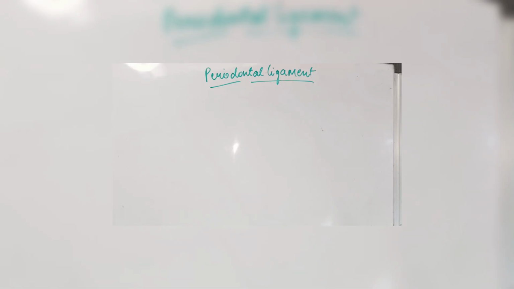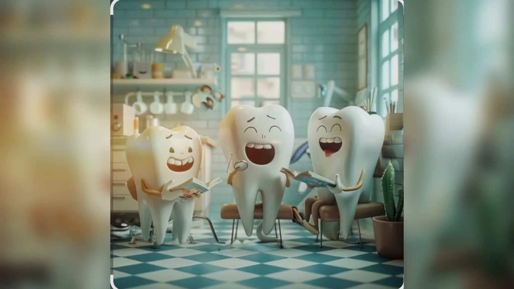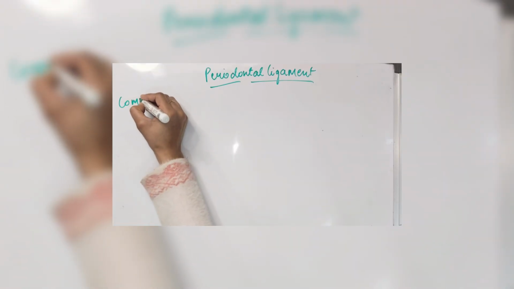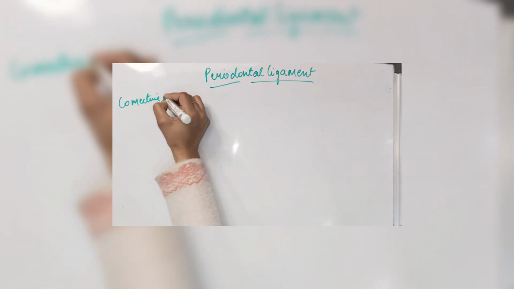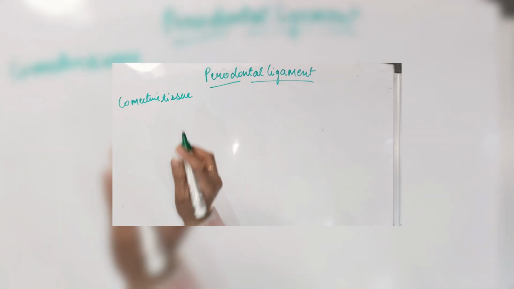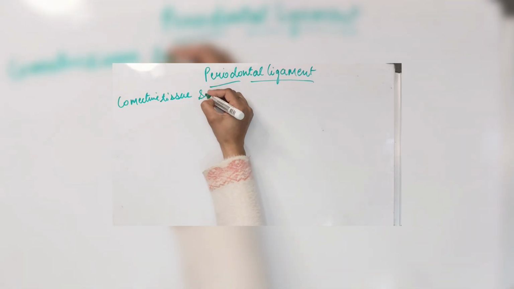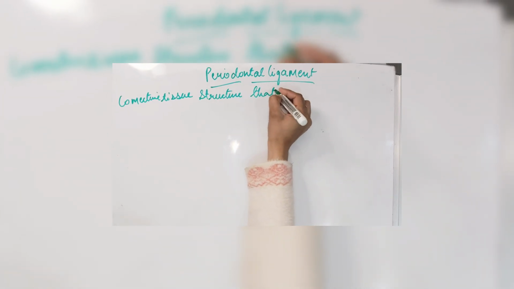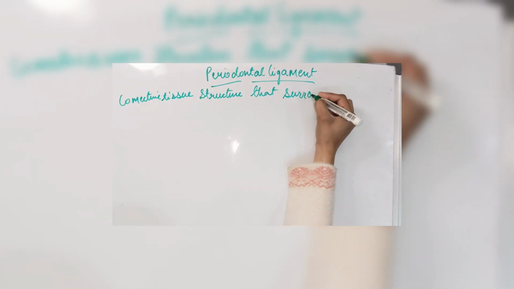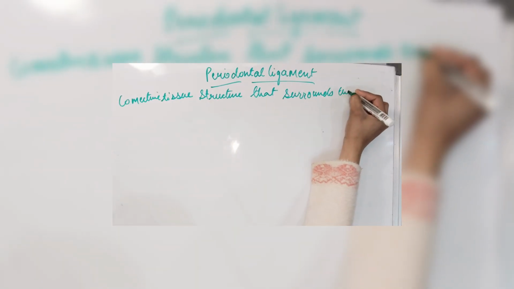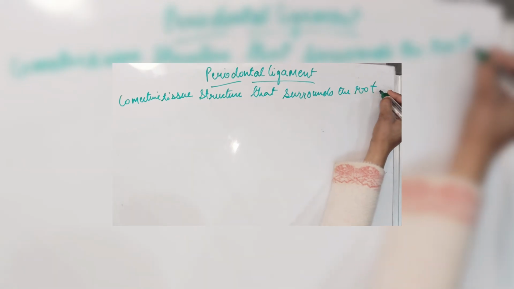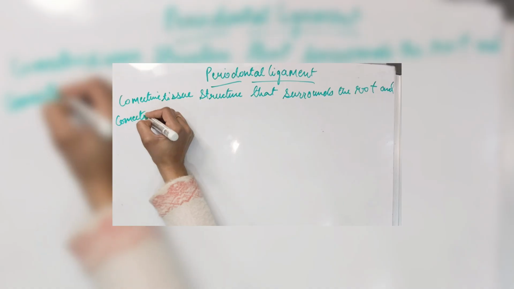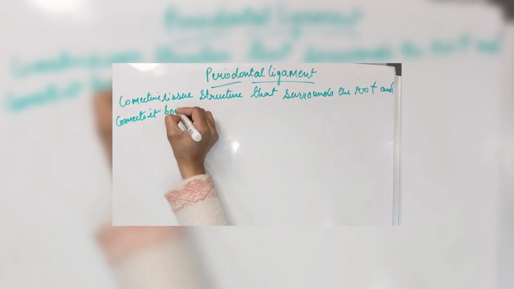So, mainly a connective tissue structure that surrounds the root and connects it with bone.